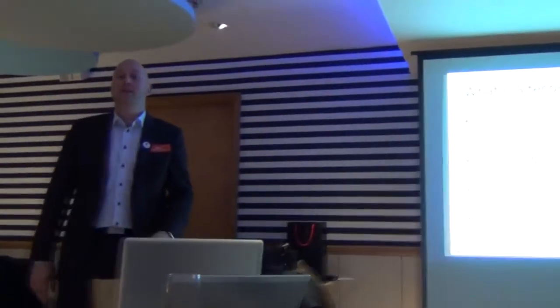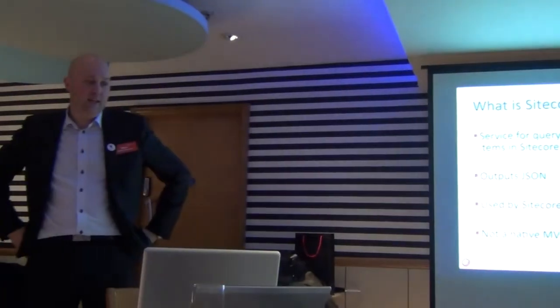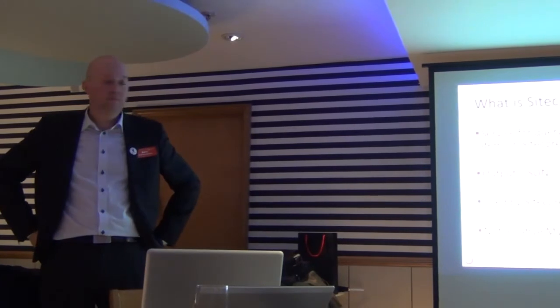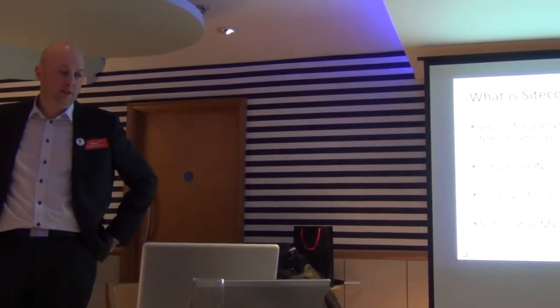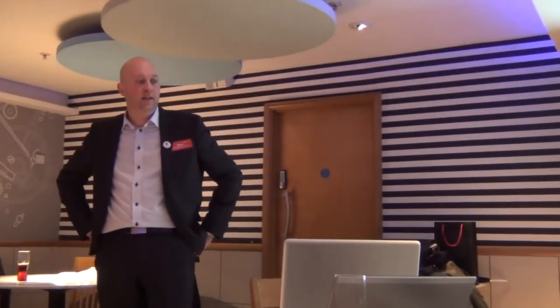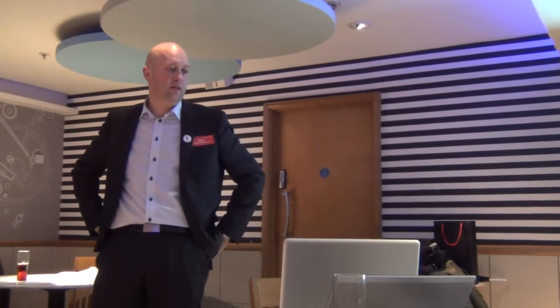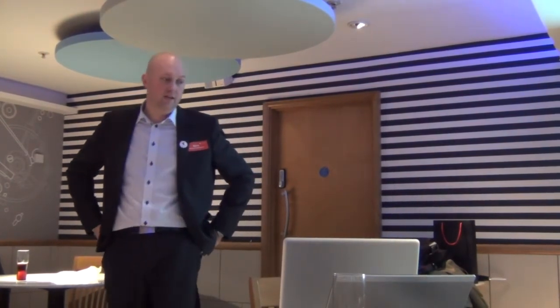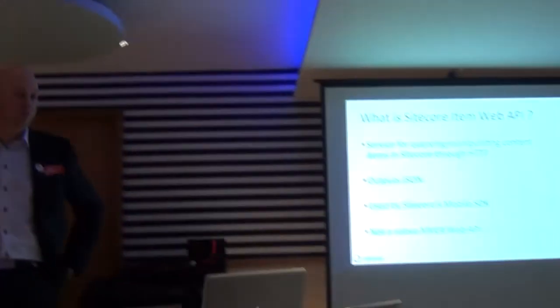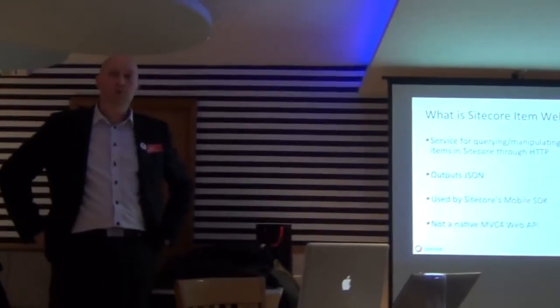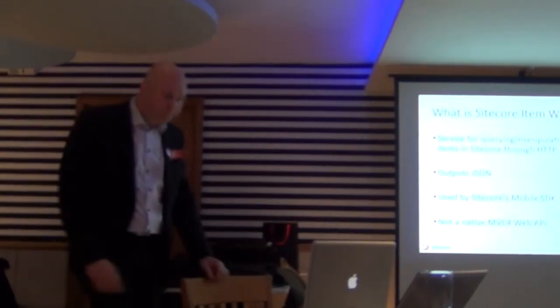So, yeah, Sitecore Item Web API. What is it? It's a REST API for querying and manipulating Sitecore items. It talks JSON and is used by Sitecore's mobile API that was released at the same time as Sitecore 6.6. It's not a native MVC4 web API. It's just a little cheat in the naming there. Makes you think it is. But it behaves very much the same way, using the HTTP verb to decide what you're doing with the API.